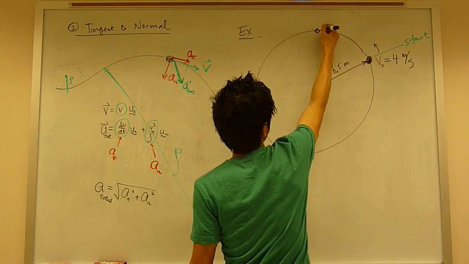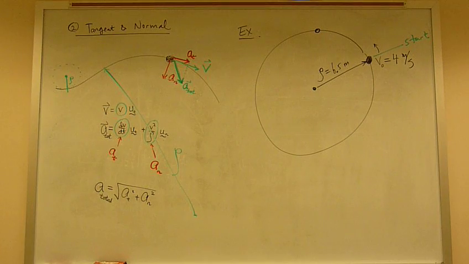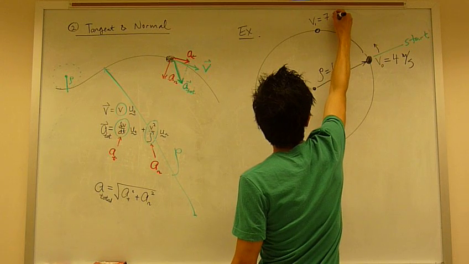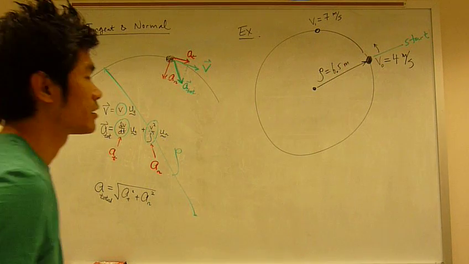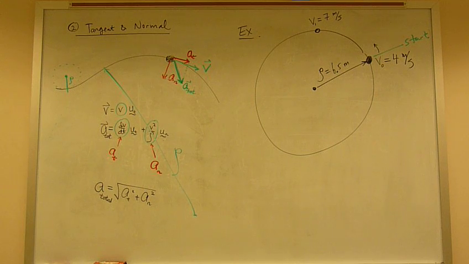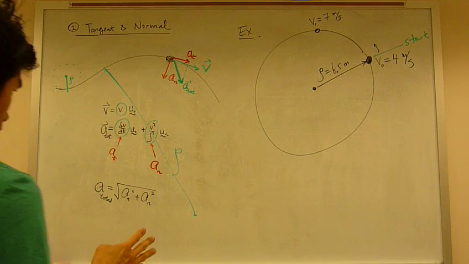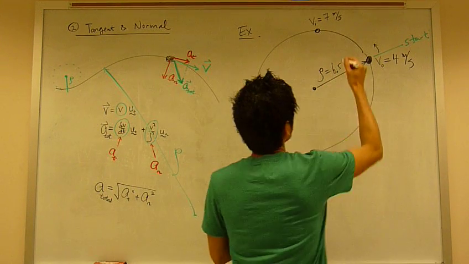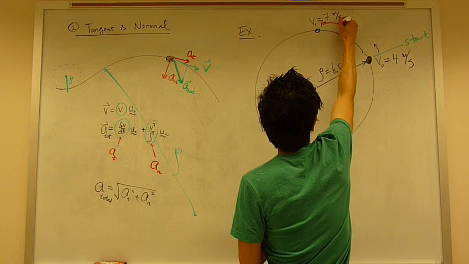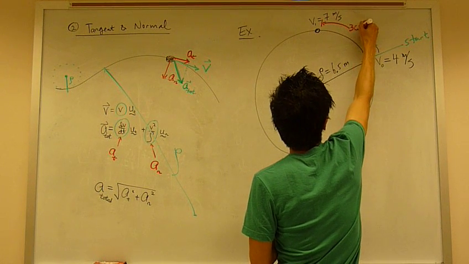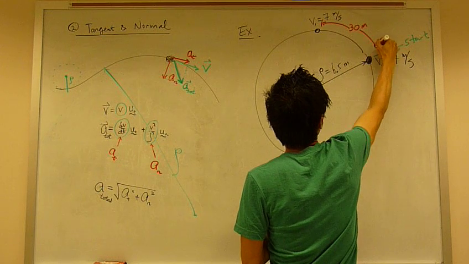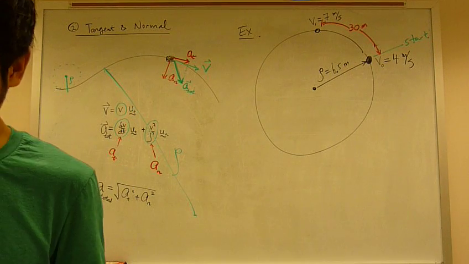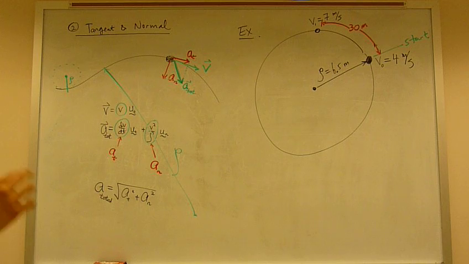And sometime later, it ends up having a velocity of 7 meters per second. So it has increased. Okay, so it's gone through an acceleration from here to here, and it's given that from the beginning to this point it has spanned 30 meters. So that is the arc length of 30 meters.